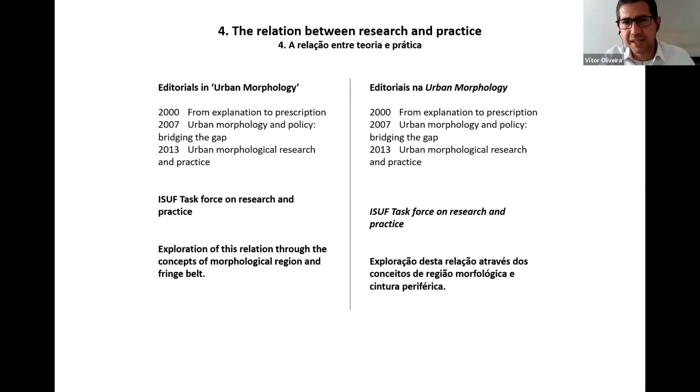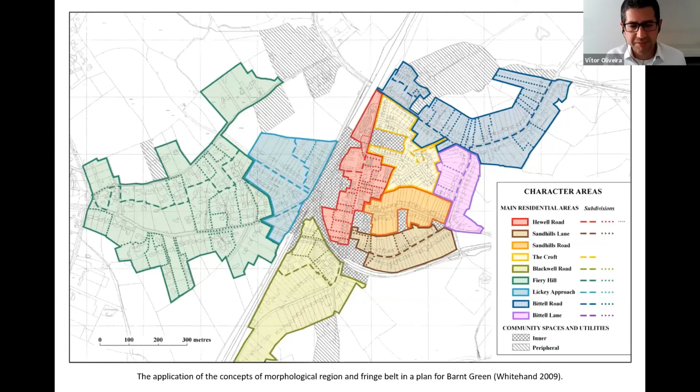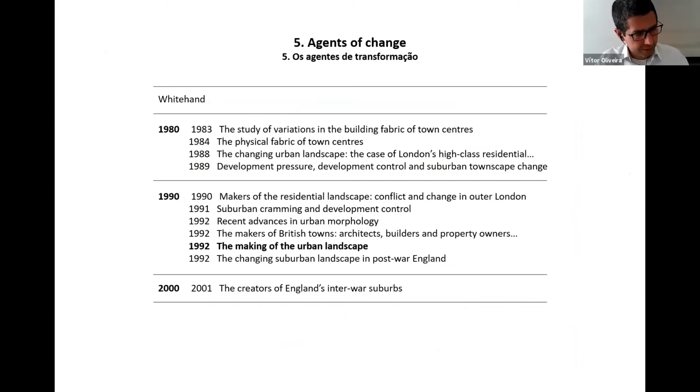Another topic that Jeremy has brought to the morphological agenda was the explicit concern about the relation between research and practice. How do we translate our scientific knowledge that we keep improving to professional practice? What are the most effective ways of doing this? Apparently, this is a very easy task, but believe me, it is quite difficult, and there are no straightforward ways of doing it. He has also placed people at the center of morphological discussion, balancing the focus on the physical form with this concern of how the many different people that live in cities act on the constant transformation of these cities over time.